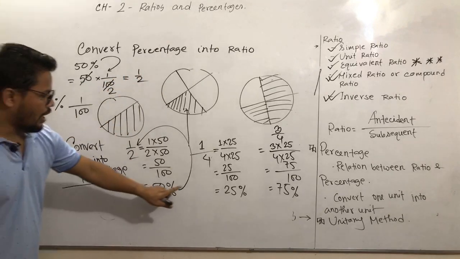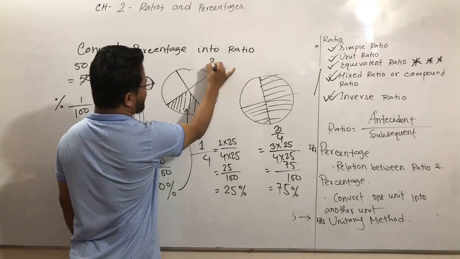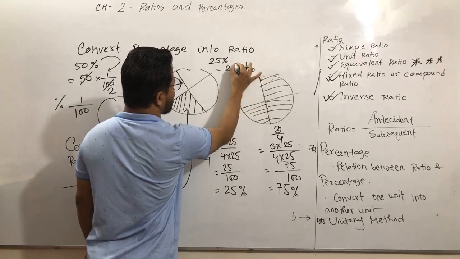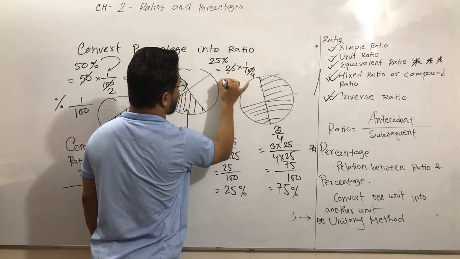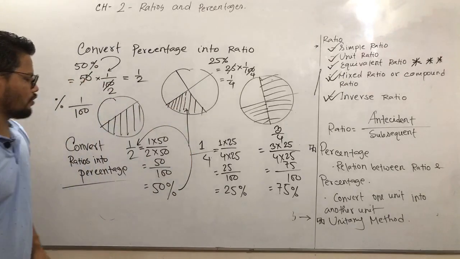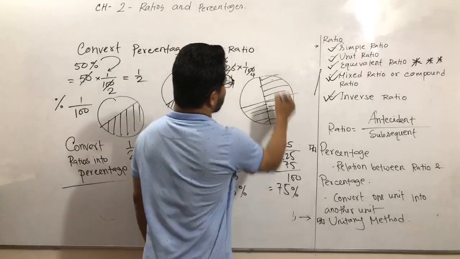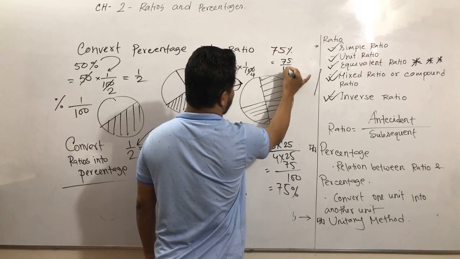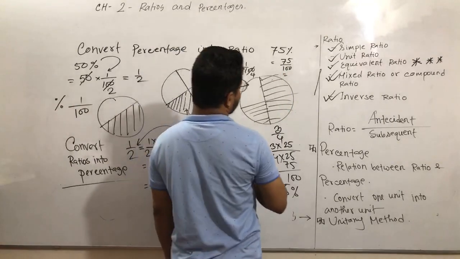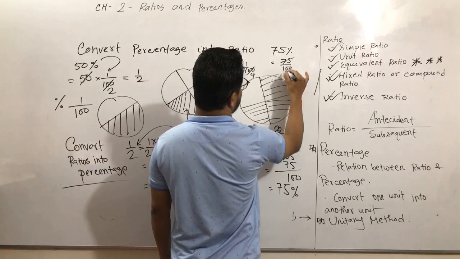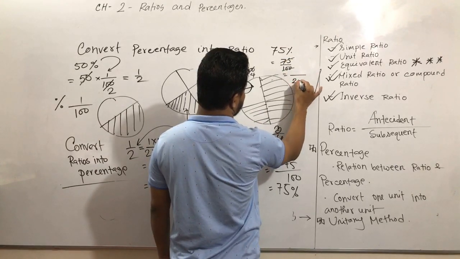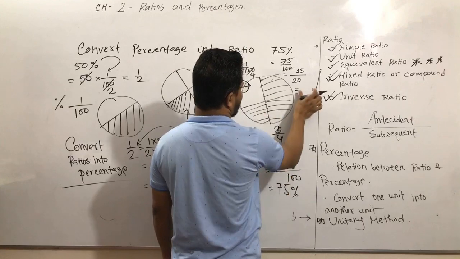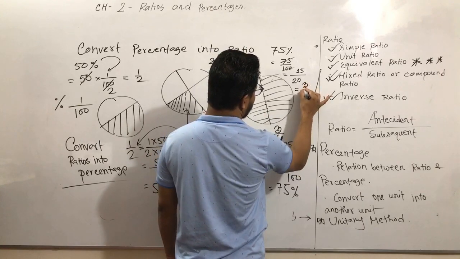Is it okay? Now 25%. As with the previous one, 25% will be 25 multiplied by 1/100. If you divide, you will get 1/4. Already we have done this here. This is 75%. So my dear students, 75% is like the previous one. This one will be 75/100. Now you can divide by 5. 5 twos are 10, 5 twenties are 100, 5 fives are 25. Then you can divide again by 5. This one will be 3, and this one will be 4.